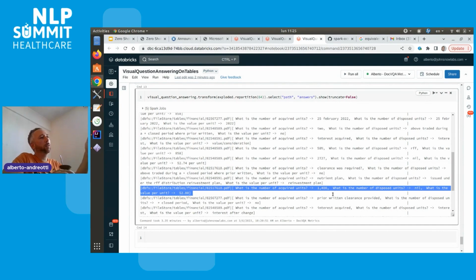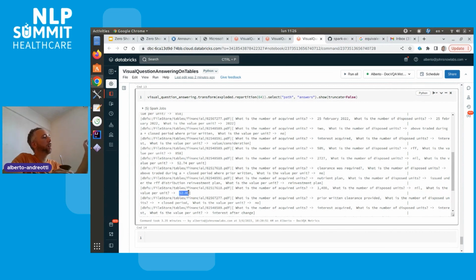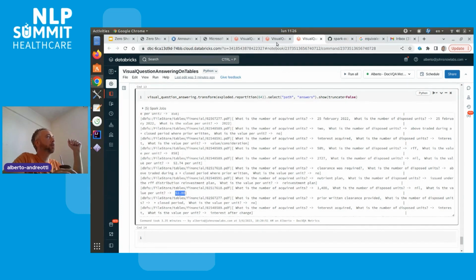In order to filter the others out, you can use some rules, like checking if you don't get numbers or you don't get a dollar sign like here. If you get text, you can just remove them, or you can also use confidence scores, which at this point we are not returning, but in the next release we're going to add them. But you can use the confidence scores to help you filter the values that you actually care about. Okay, so I think I have a few more minutes.